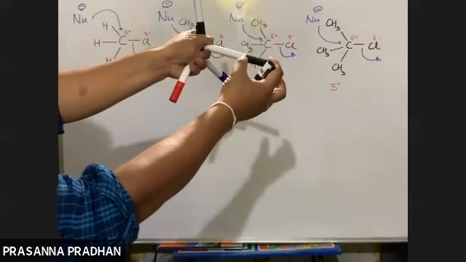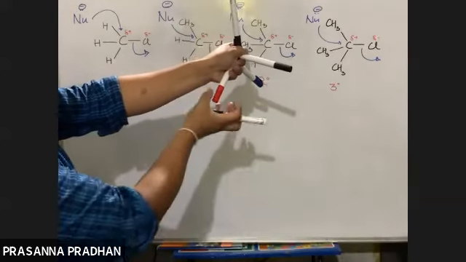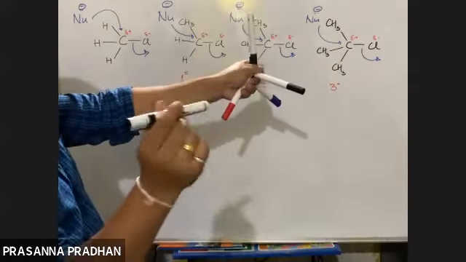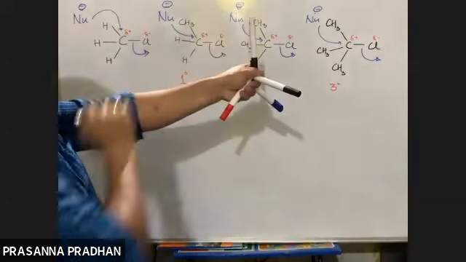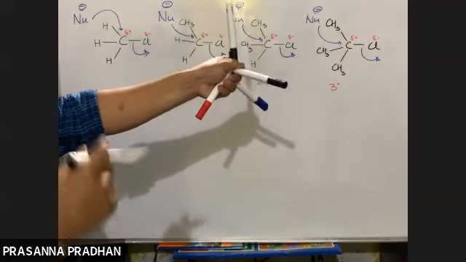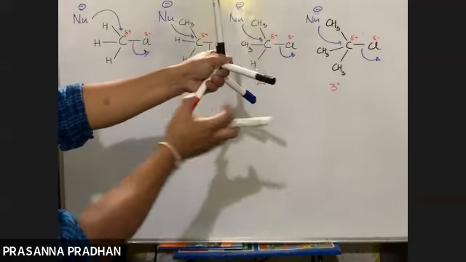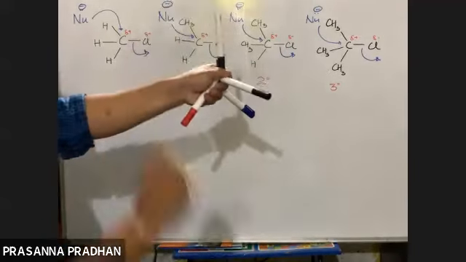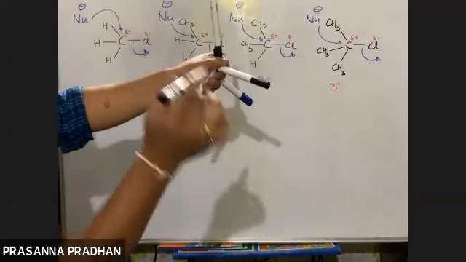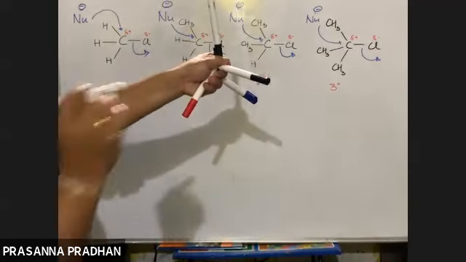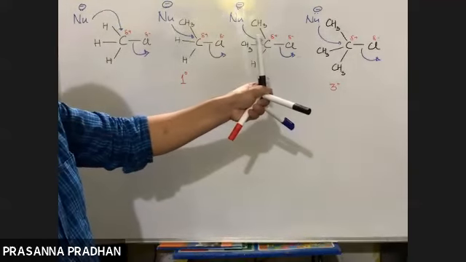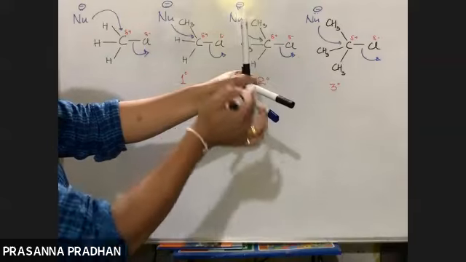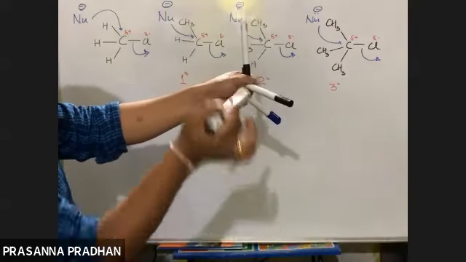Now, as the size of these groups increases, what will happen to the nucleophile? Does it become easier or more difficult for it to attack the carbon atom? Obviously, with the increase in the size of the atom or group, the attack of the nucleophile becomes more and more difficult due to steric hindrance. It becomes difficult for the nucleophile to attack this carbon because it has to squeeze in now.